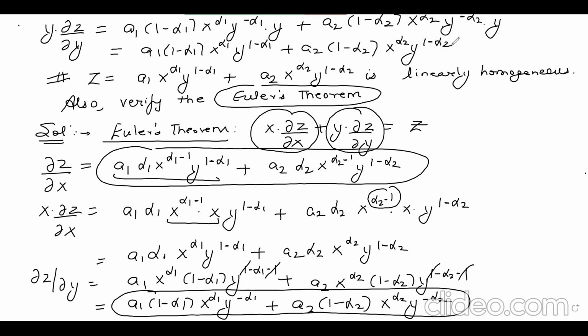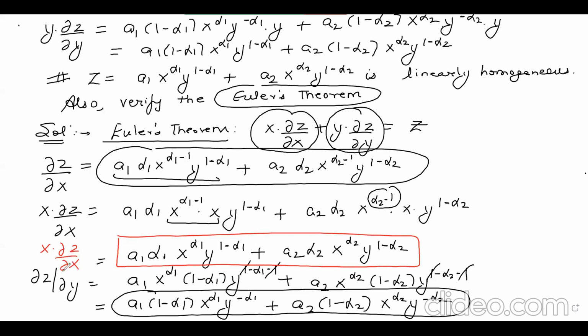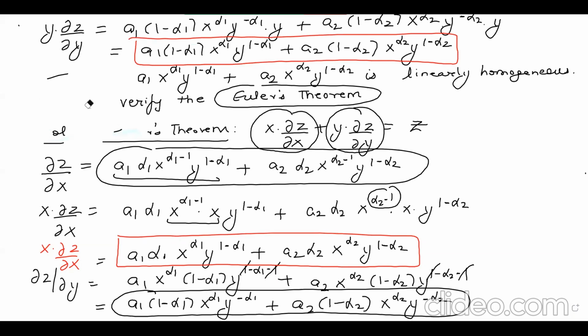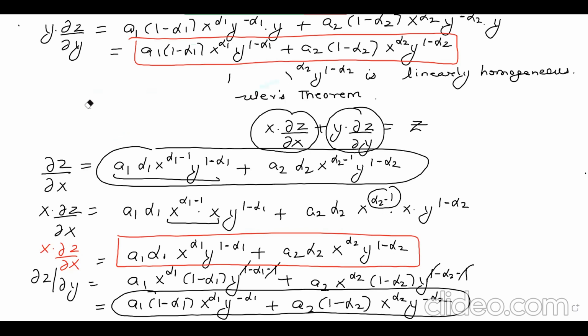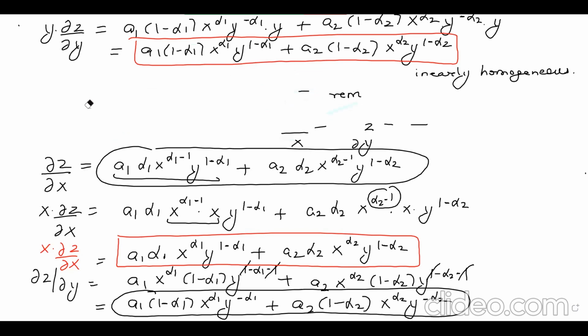Okay, so we have got x times del z by del x, and this is y times del z by del y. Now all I have to do is add them up. So let me do that. Let me first of all erase this portion off. Students should have written down the question. You should have covered up what we have covered till now. So let's quickly add x times del z by del x and y times del z by del y.